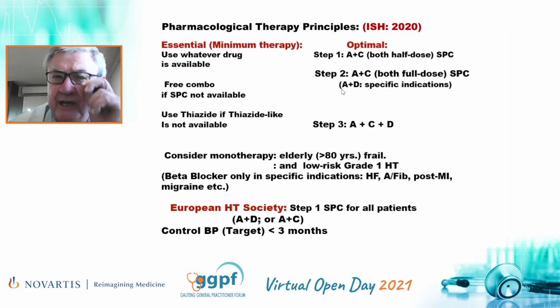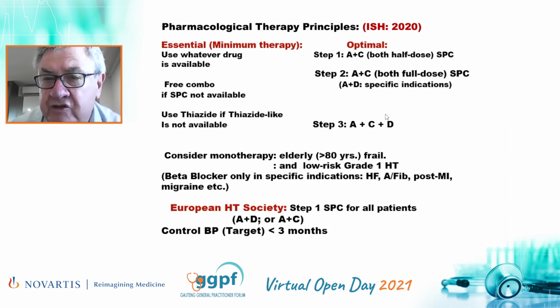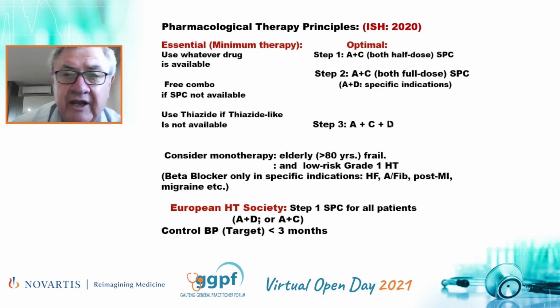And they also have a place for a RAS blocker and a diuretic, for specific indications. For instance, post-stroke, diabetes, people who are at risk for heart failure, etc. Step three is A plus C plus D, triple therapy. And this is a new avenue that's being explored, that there are drugs coming on the market, already on the market, single pill with 3 components: a RAS blocker, a calcium channel blocker, and a diuretic.